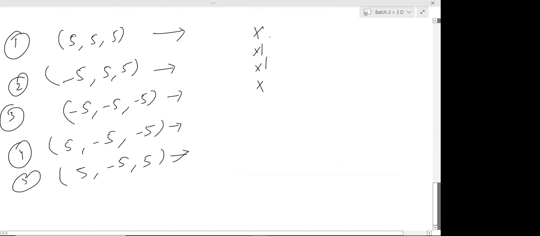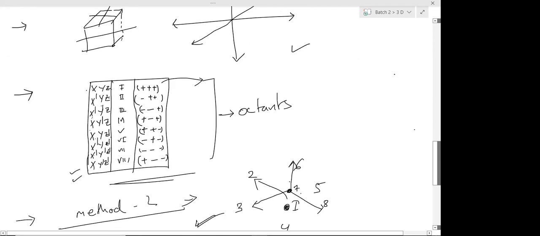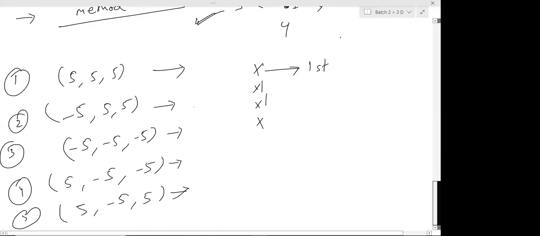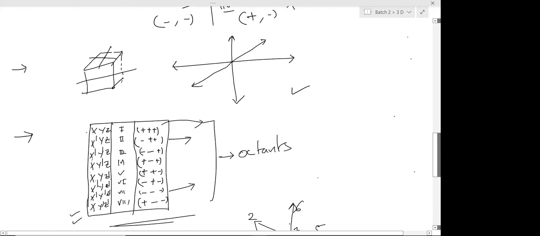So this is first quadrant, obviously. This is x is negative, y and z is both positive. So in the table, x is negative, y and z is positive. So second quadrant. In the third one, all three are negative. So all three negative, 7th quadrant.